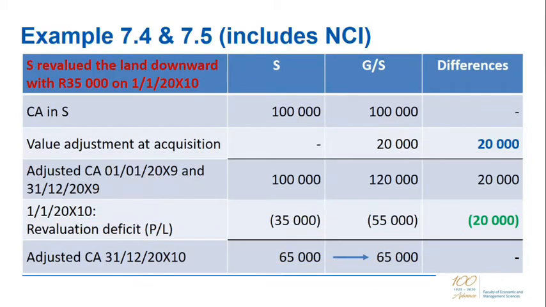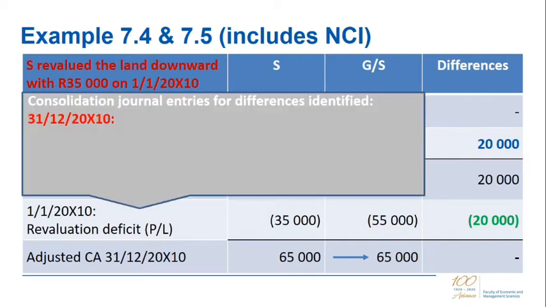The consolidation journal entries that would now be necessary for these differences identified are as follows. On 31 December 20X10, which is my current reporting period, when I consolidate, I have to remember to create that revaluation surplus at acquisition. That's why it's so important to do this work method calculation from acquisition date. Then the question is, what do I debit? At the end of 20X10, the land of S is correctly measured at 65,000 Rand.